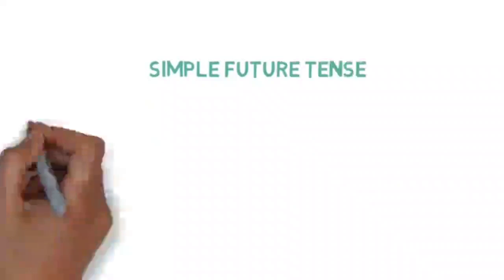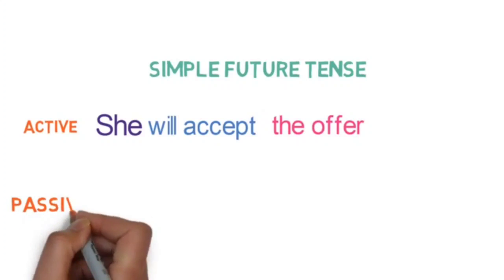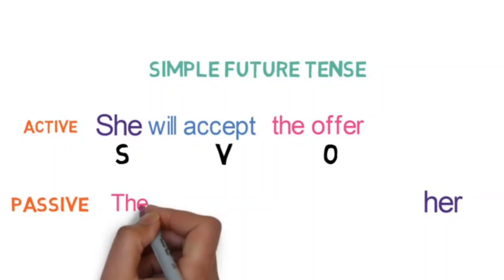Children, now move on to the next tense, that is simple future tense. In active, the sentence is she will accept the offer. In passive, first we have to find out the subject, verb and object. So she is the subject, accept is verb and the offer is object. Next, swap the subject and object. Here the offer is the subject, she should be changed into her.